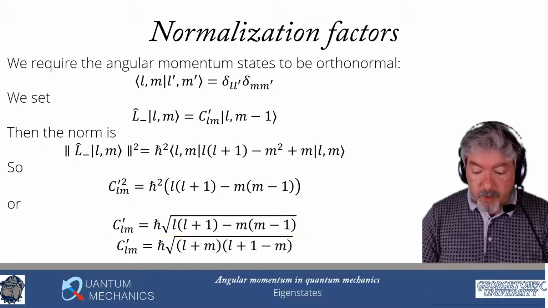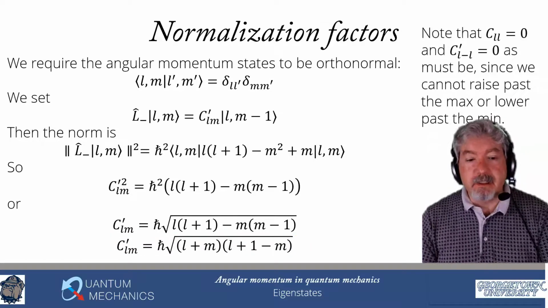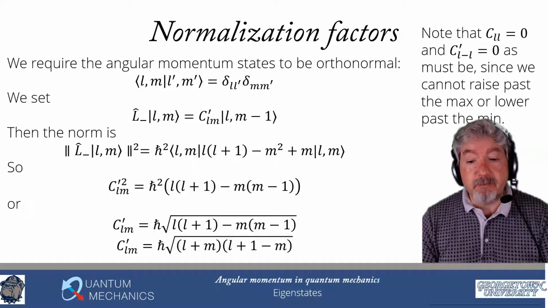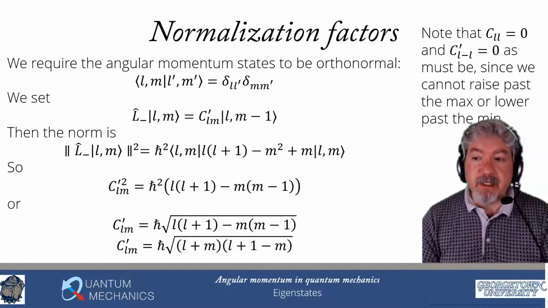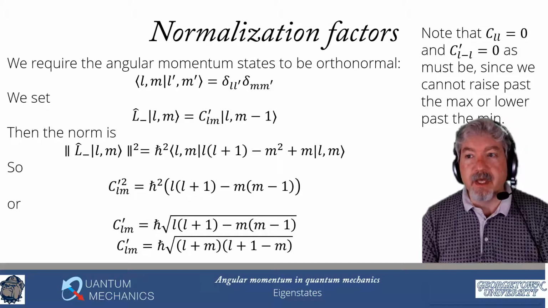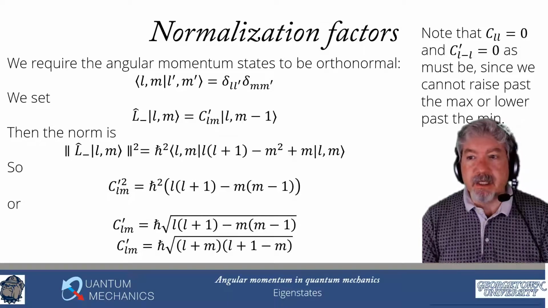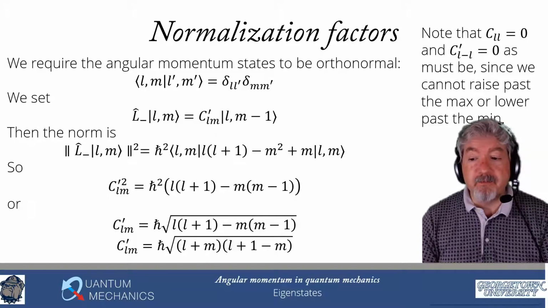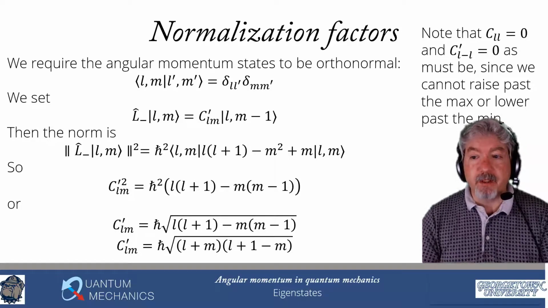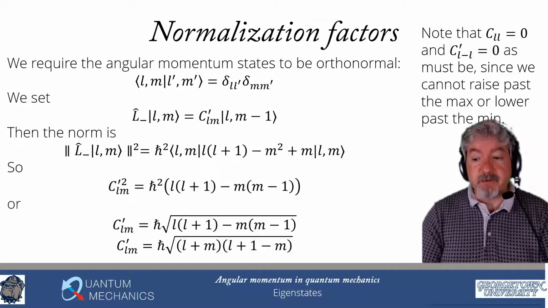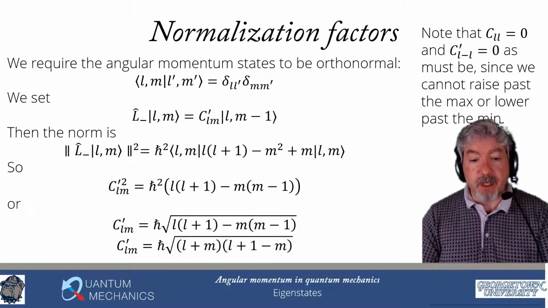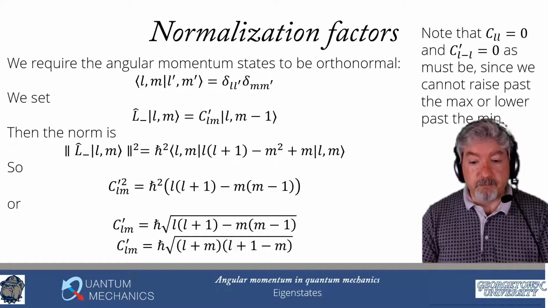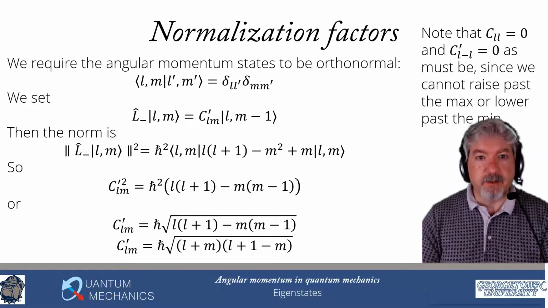Now, what you should recognize is that this term has an L plus M in it. So if I evaluate C prime at M equals minus L, I get 0. And similarly, the CLM had an L minus M factor in it. So if I evaluate that at M equals L, I get 0 as well, as we must, because we cannot raise the maximum value and we cannot lower the minimum value. And so these coefficients satisfy that. And that's one of the reasons why people like writing it in that lower form, because we can immediately verify this.